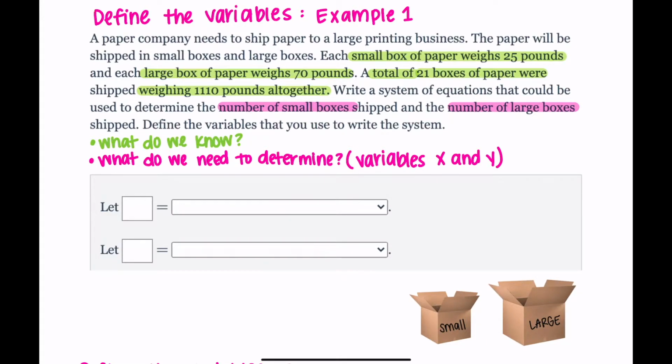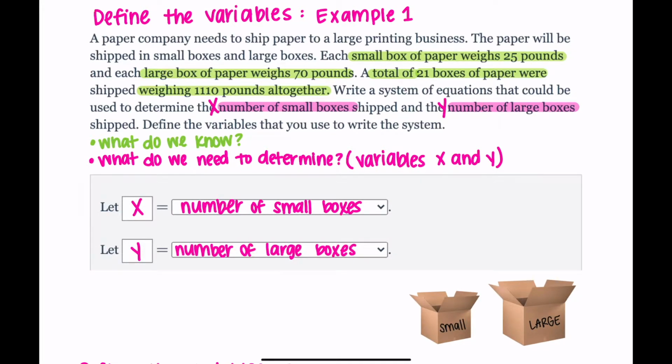Now, I'm going to suggest that you always use x and y as your variables because you can always type those into Desmos if you need to graph anything. So x is going to be the number of small boxes, and y is going to be the number of large boxes. For this example, we're going to stop there, and we're going to do another example and find the variables, and then we'll get into some practice of actually writing these equations.